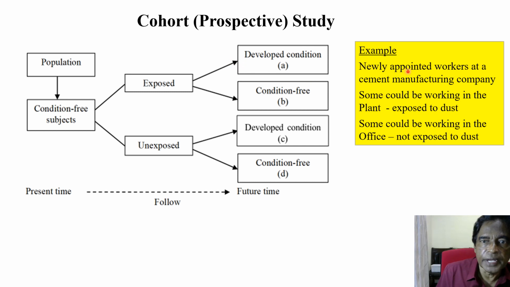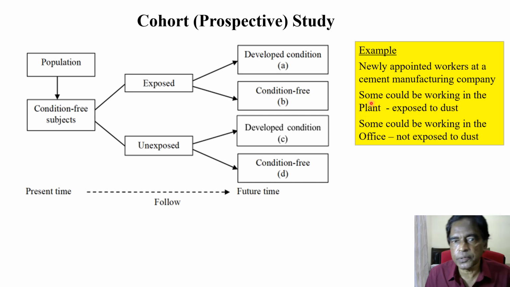Example, newly appointed workers at a cement manufacturing company. Some could be working in the plant, exposed to the dust pollution. Some could be working at the offices, not exposed to the dust. So we don't force them to work in the plant or in the office. Based on whatever intake, some have to work in the exposed area, some in the unexposed area. Supposing these people were recruited at the same time, let's say January of the year.